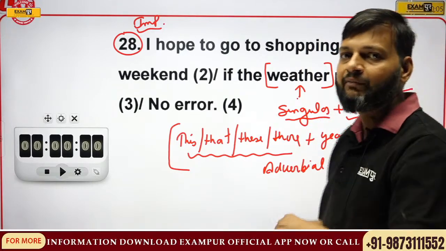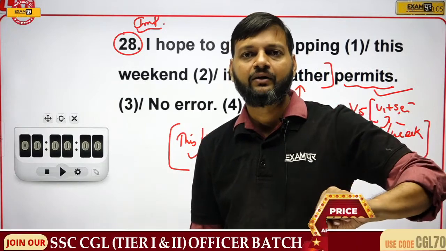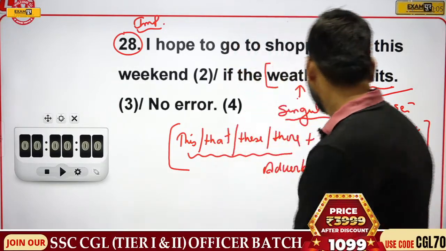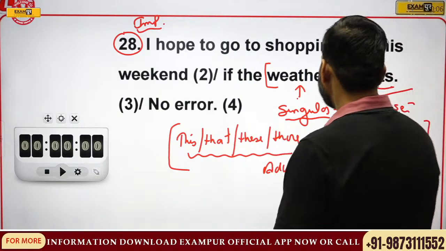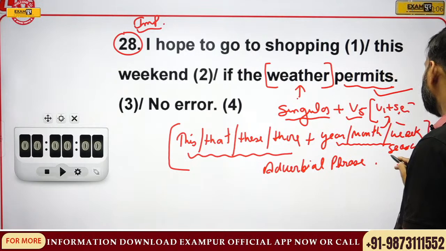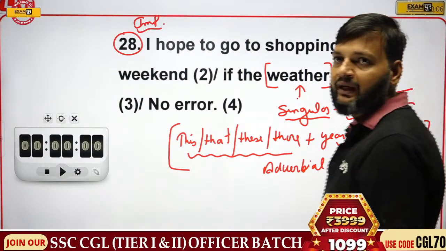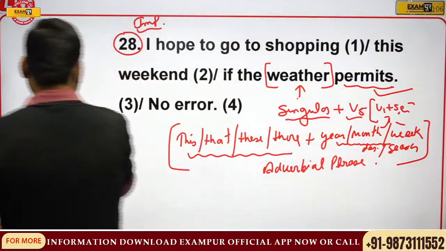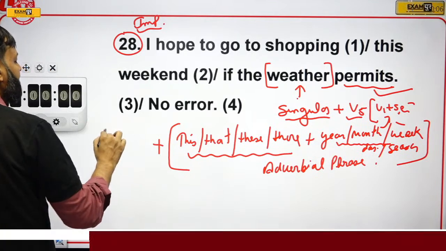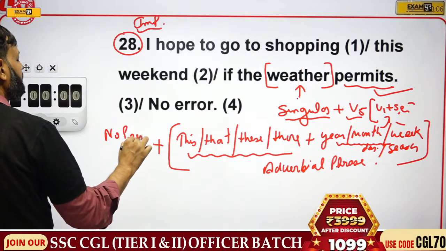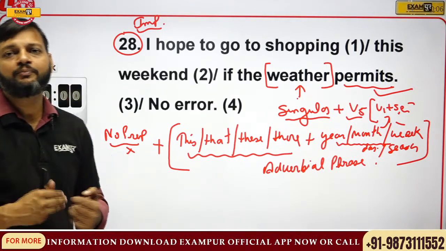For example, this Monday, this December, this summer. So add season also. So whenever this, that, these, those are followed by year, month, week, season or days, it becomes an adverbial phrase. And the rule is, an adverbial phrase is not preceded by any preposition.